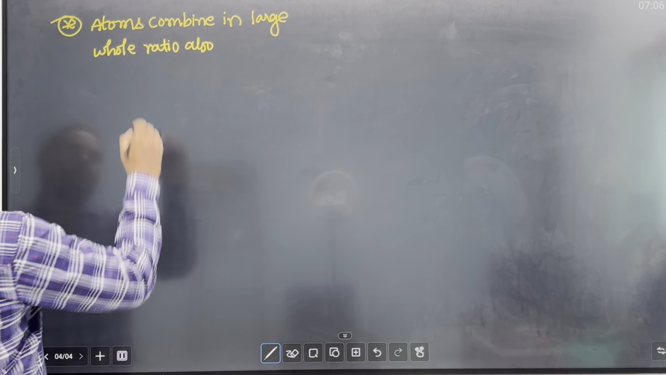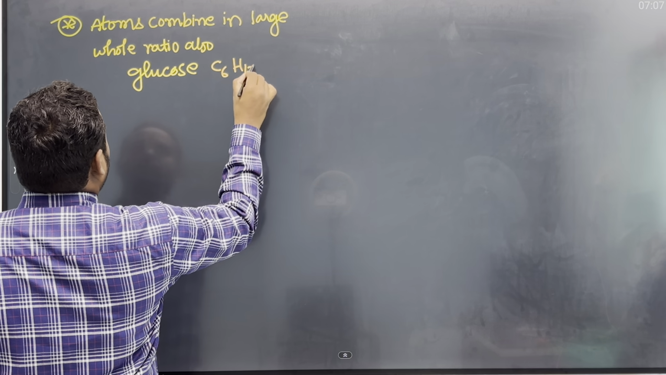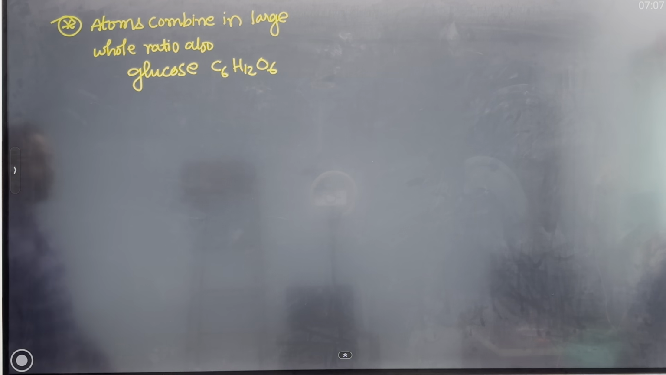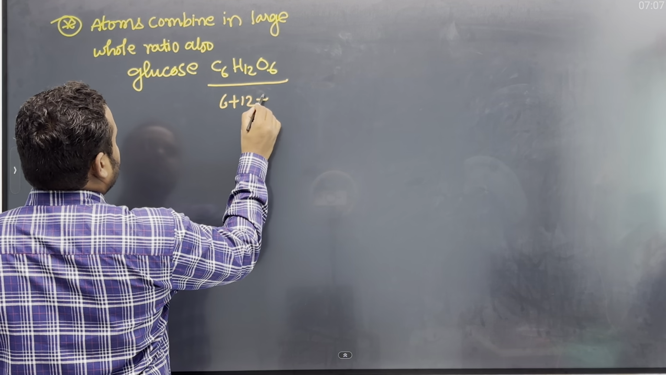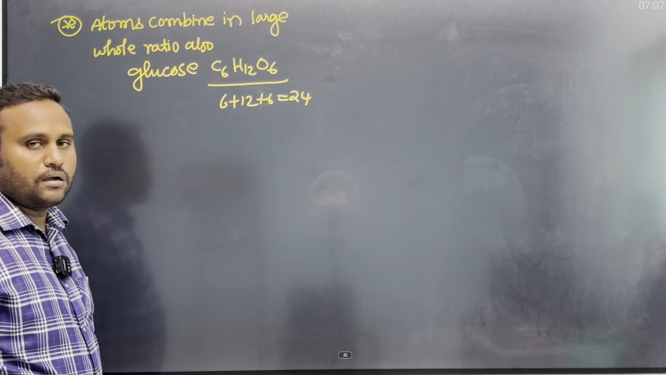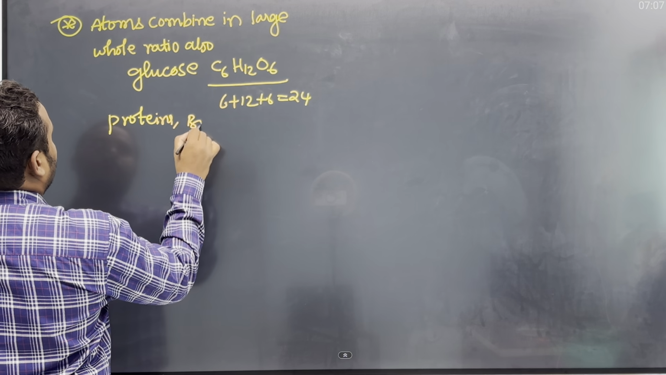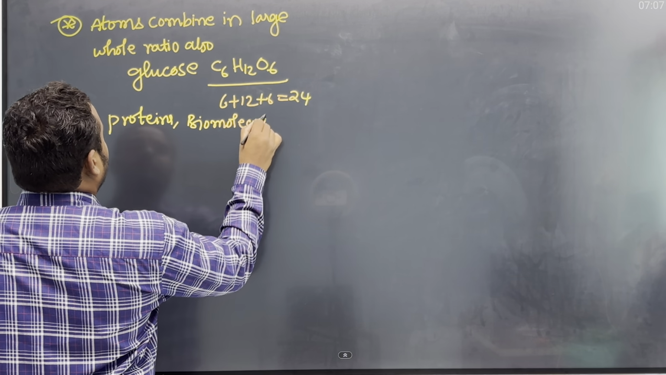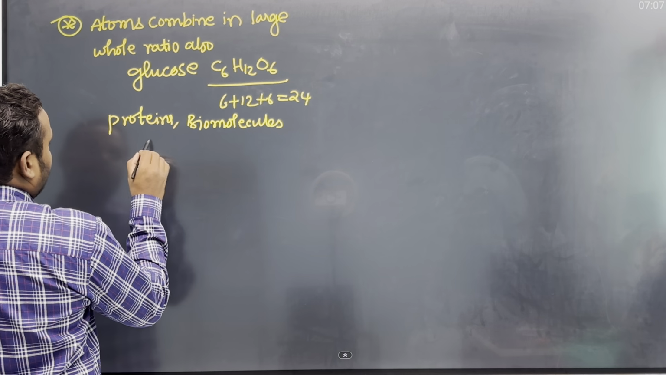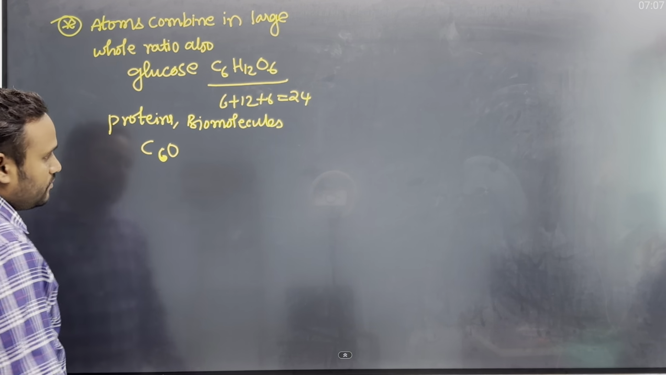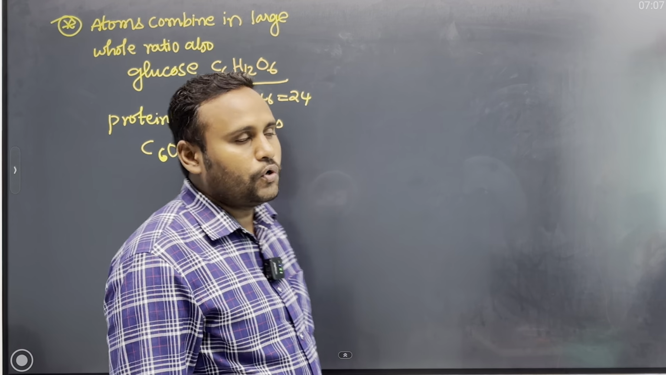For example, glucose has the formula C6H12O6. In C6H12O6, 6 plus 12 plus 6, a total of 24 atoms are combined. And when you take biomolecules like proteins, DNA, RNA, there are more than 100 atoms present. For example, fullerene is C60, with 60 atoms. So atoms not only combine in small whole-number ratios, they can combine in large whole-number ratios also.